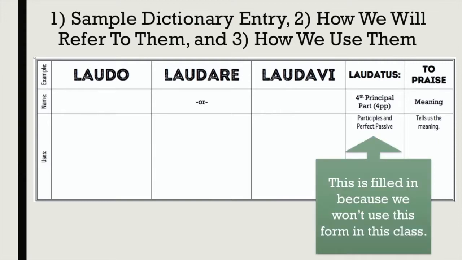You will notice that this box is filled in on your notes because we won't actually use this form in class. It's in there. All of them have this fourth principal part, but we don't use it in this class, so I'm not going to spend a lot of time on it, but I didn't want to give you notes without putting it in there just in case.